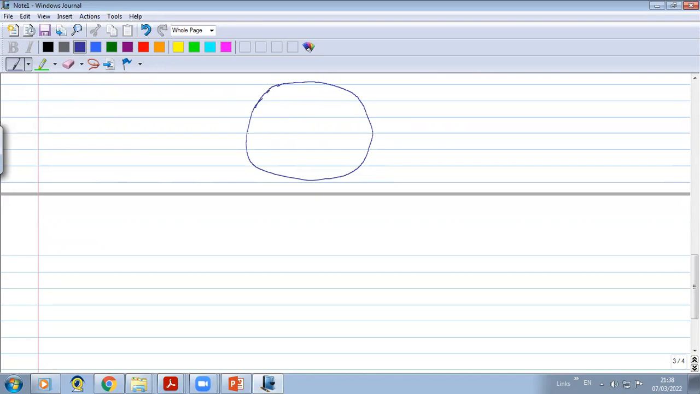I have divided this circle in half like this, and in half again like this. I think you can remember that we call this line a diameter. This is a diameter, from here to here, and here to here is another diameter. Half of the diameter we call the radius.